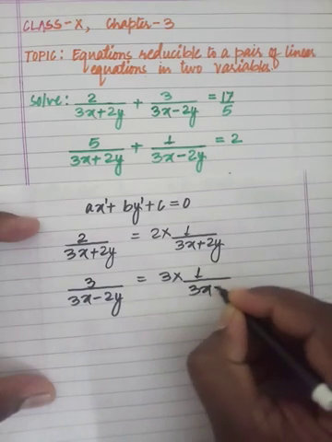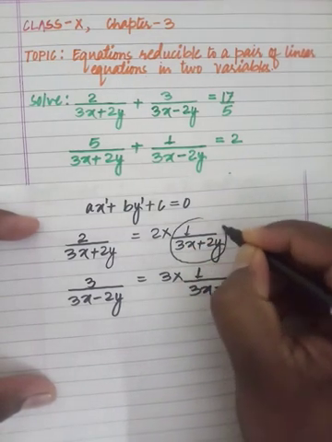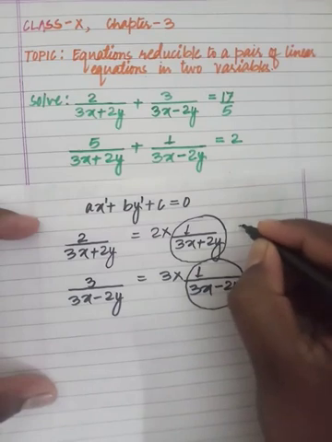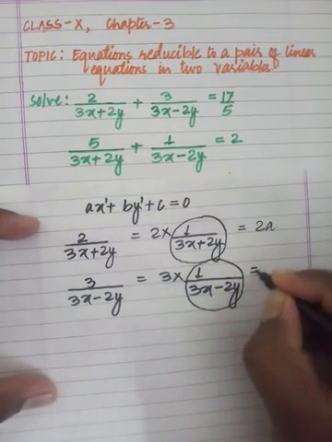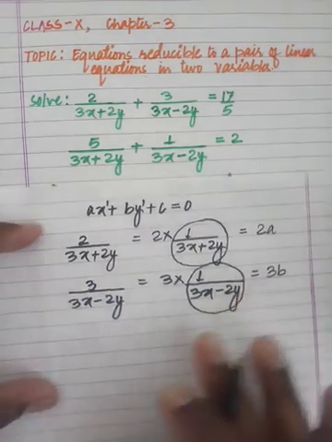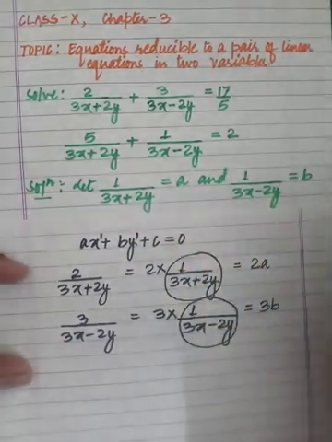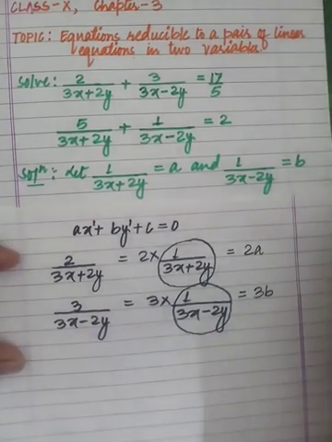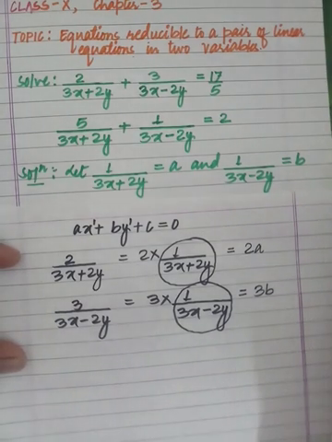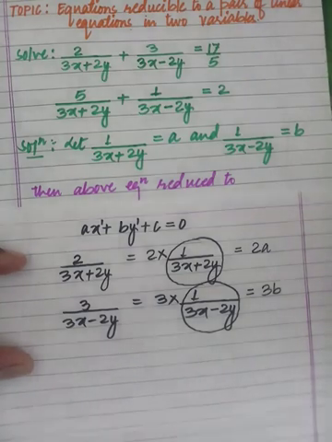Now, the problem is that we have to convert the equation into a linear equation. So we will assume this as A and this as B. So this will become 2A, and if I suppose 1 upon 3x minus 2y as B, then this will become 3B. So I have made one assumption: let 1 upon 3x plus 2y equal to A and 1 upon 3x minus 2y equal to B. Now we can reduce these equations into linear equations in the new variables A and B. Now you can see the above equation will be reduced to this form.